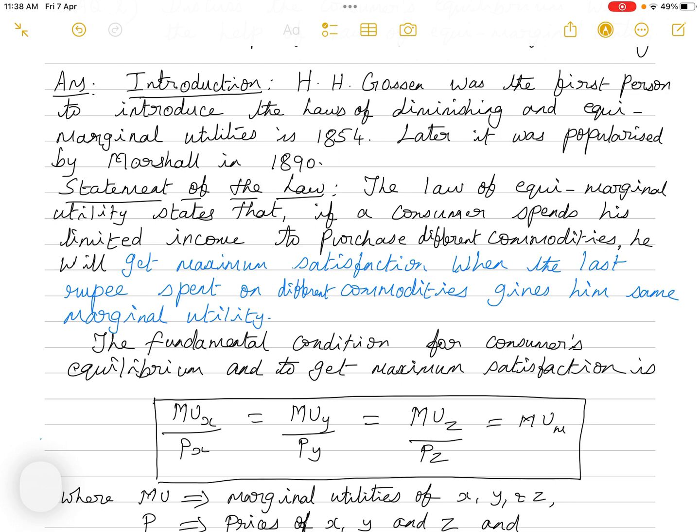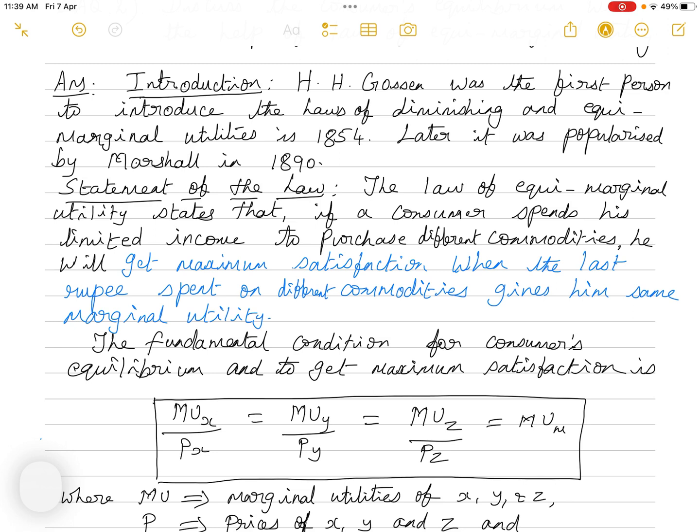But in actual practice, the consumer is not consuming only one particular commodity. He is consuming different varieties of commodities and services, and the problem is that his money income is constant. Under those circumstances, how can the consumer attain maximum satisfaction and the equilibrium position? That is what is explained through the Law of Equi-Marginal Utility.